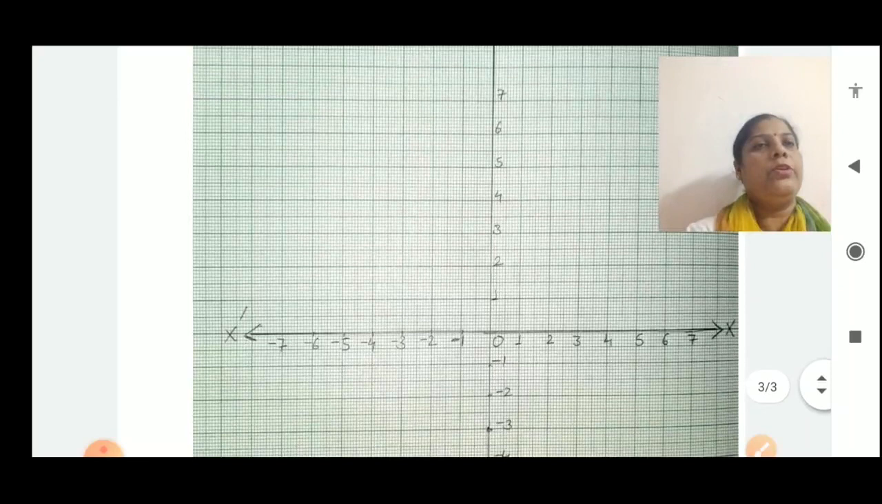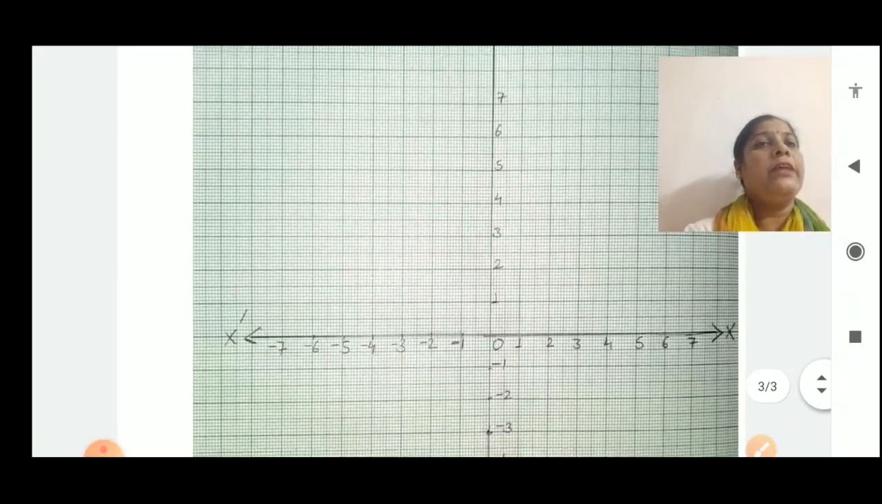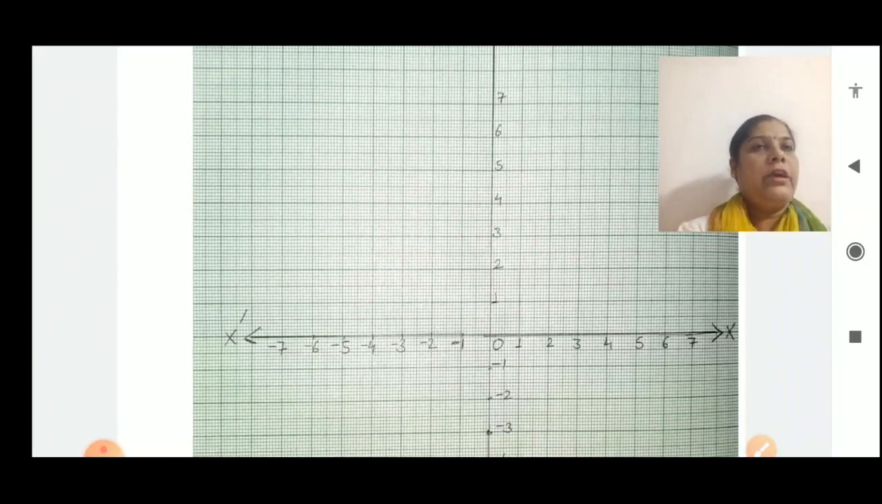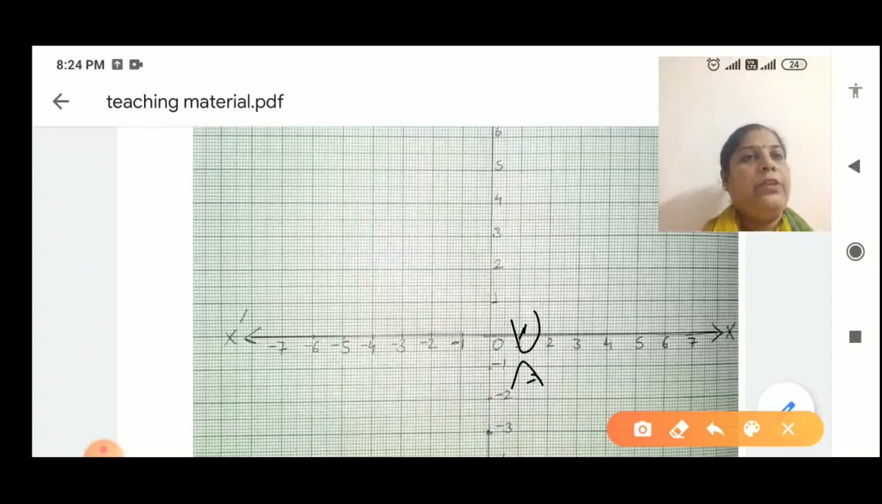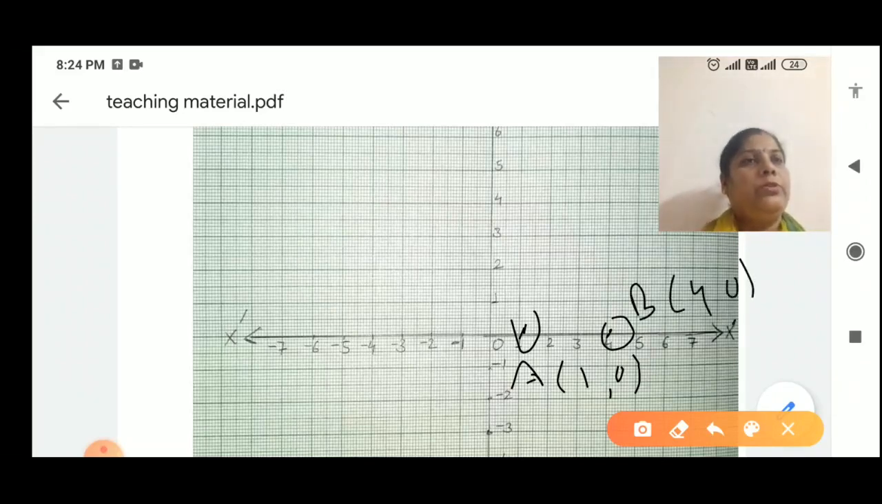First of all, you will draw the axes, x-axis and y-axis, and then write the numbers. After that you will plot the points. Our point A is (1, 0). Positive 1 and 0, you will get A here, and you have to write the coordinates also, (1, 0). Then B is (4, 0). So (4, 0) you will get here, positive 4 and 0. This will be your point B. Write the coordinates also, (4, 0).